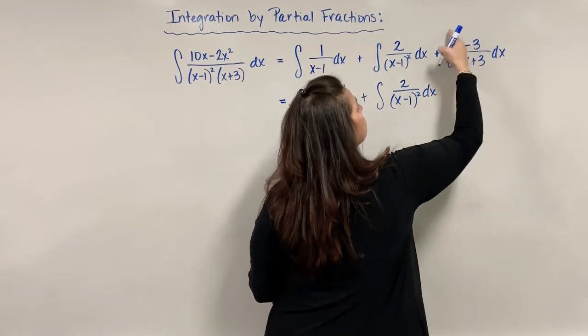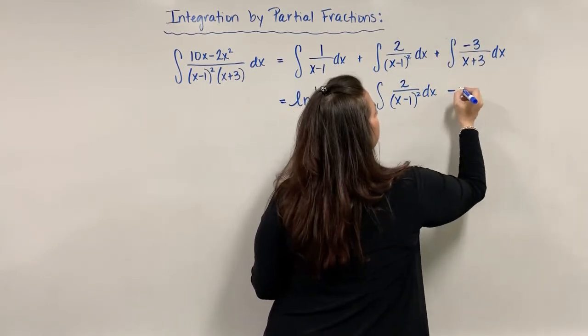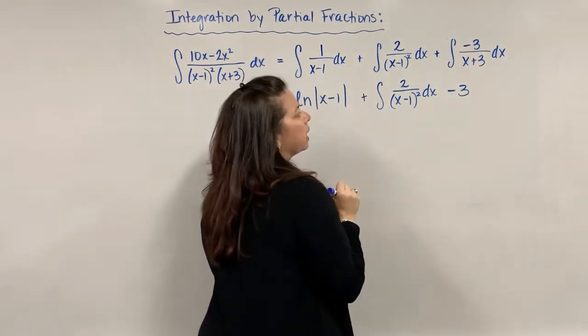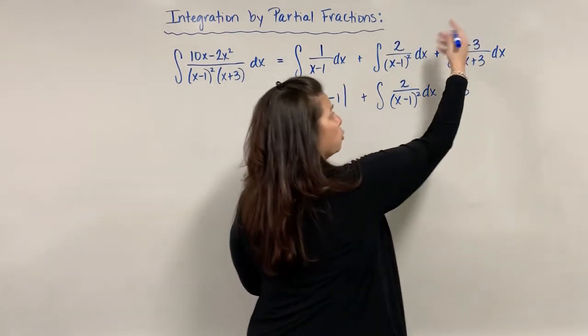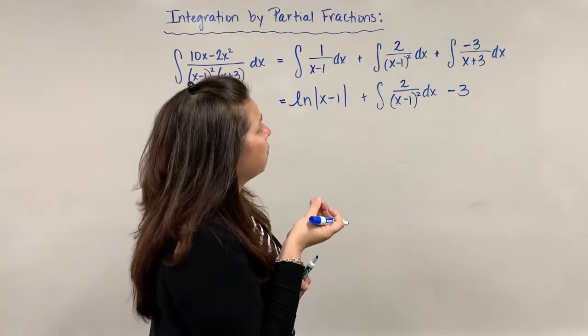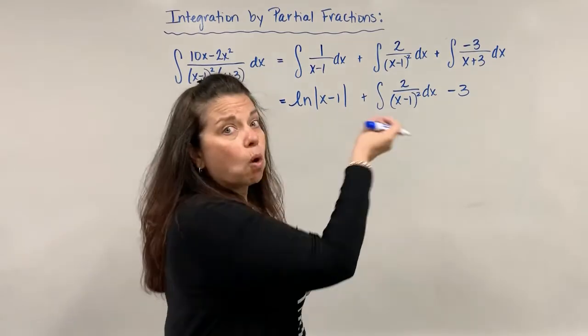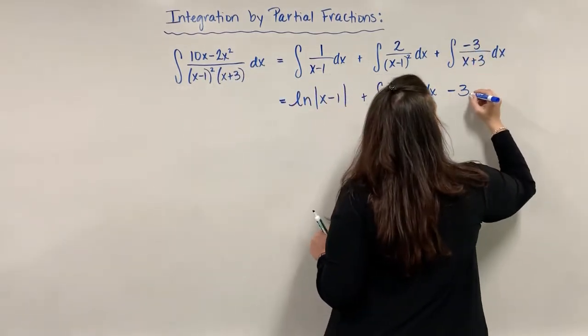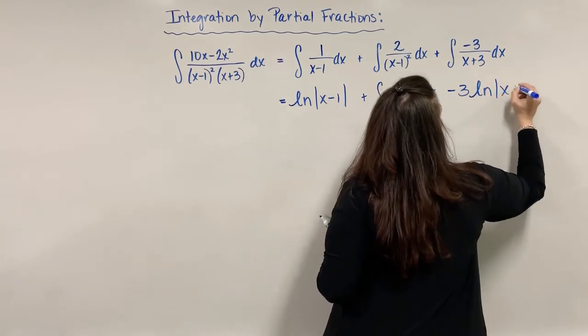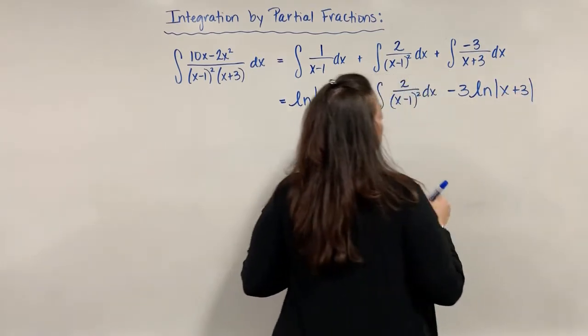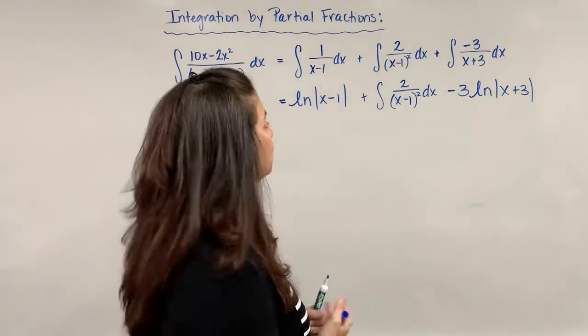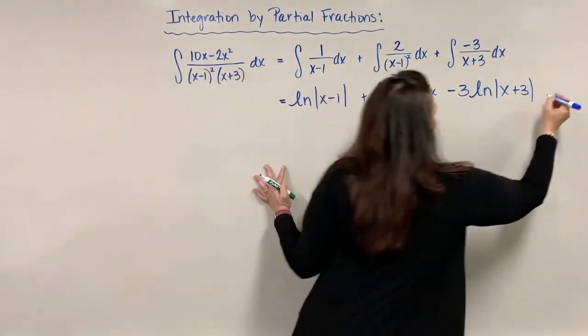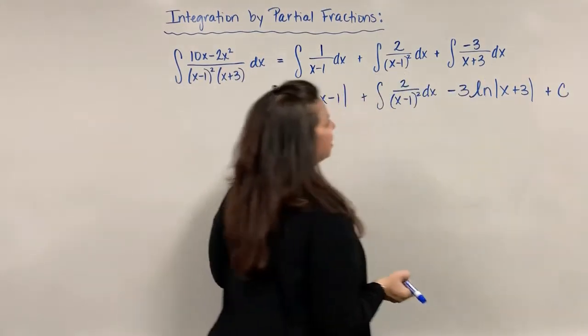And then over here, let's go ahead and factor out that -3. In which case, when I do, I'm allowed to pull that constant multiple out front. But when I do, I then have 1 over x plus 3. So its antiderivative is natural log of absolute value of x plus 3. And of course, I can't forget my plus c here at the end.